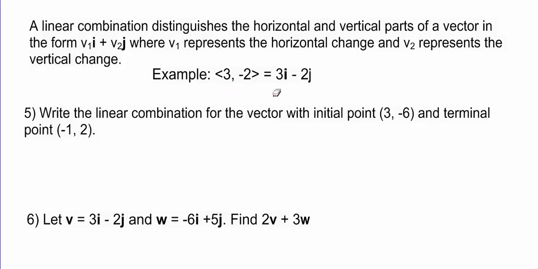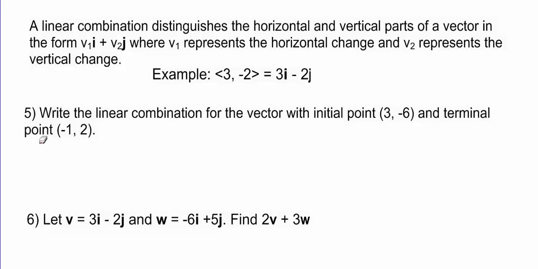You can see the example here. Basically what we do is put everything in terms of i's and j's. So essentially the x term of our vector would be the i term, and then the y term would become a j value. So 3i minus 2j is equivalent to the vector 3, -2. All right, so let's write the linear combination for the vector that's given to us on number 5.